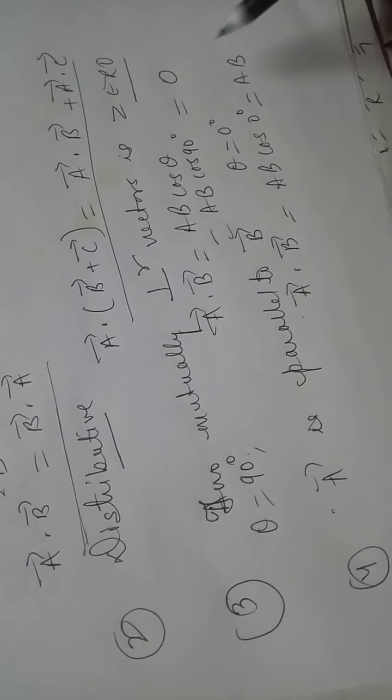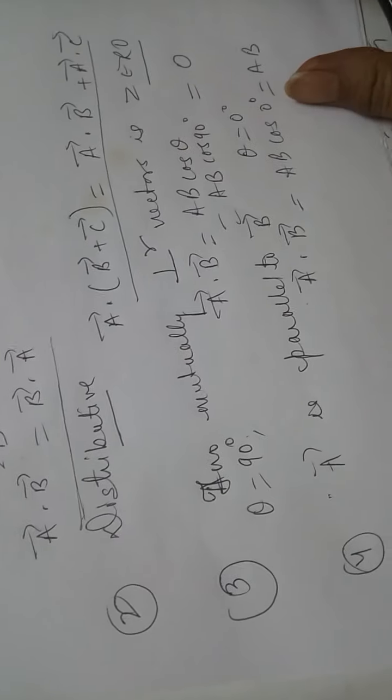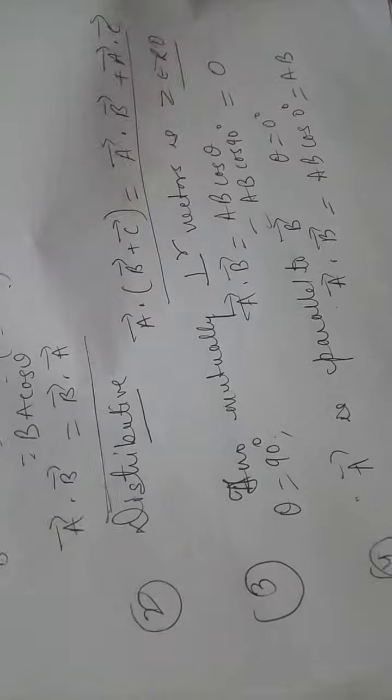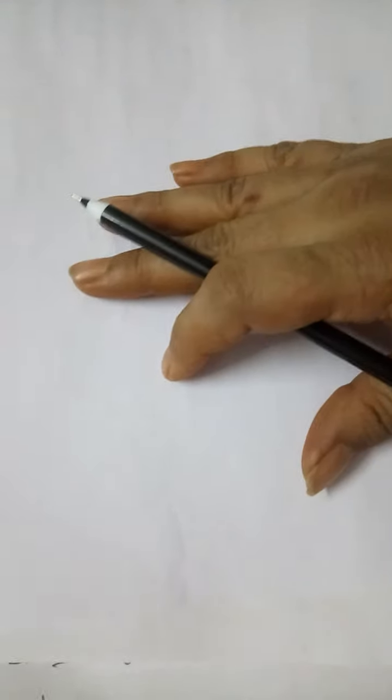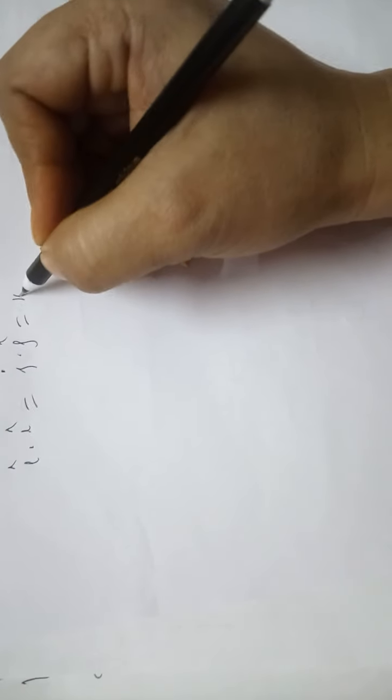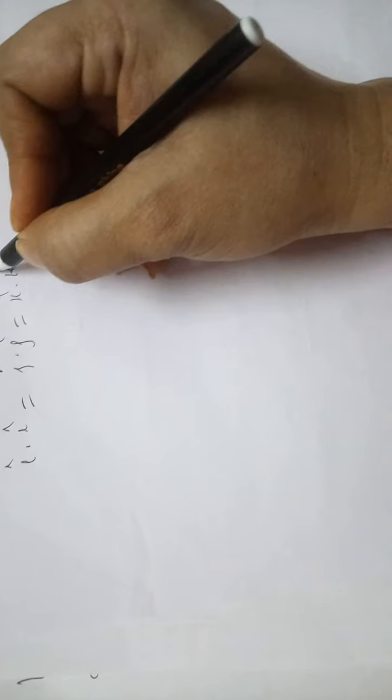Now based on these two, the mutually perpendicular and parallel vectors, we will have very important relations which will help us solve numerical problems. We will do it for the unit vectors. Let us assume i caret dot i caret is equal to j caret dot j caret is equal to k caret dot k caret equals what?